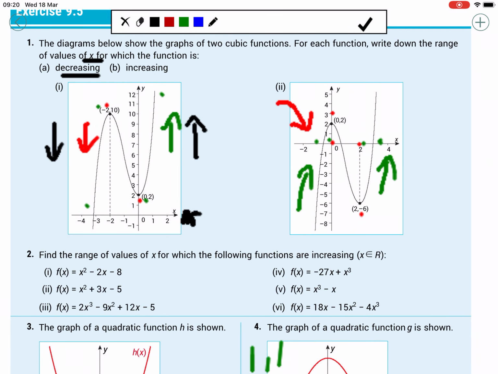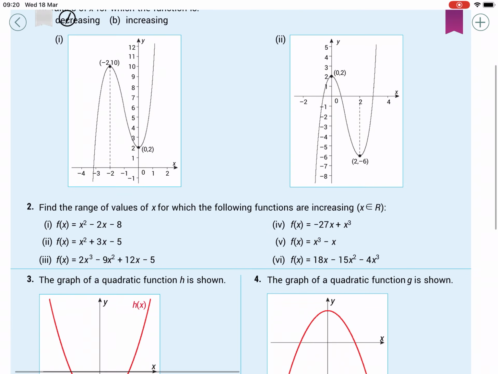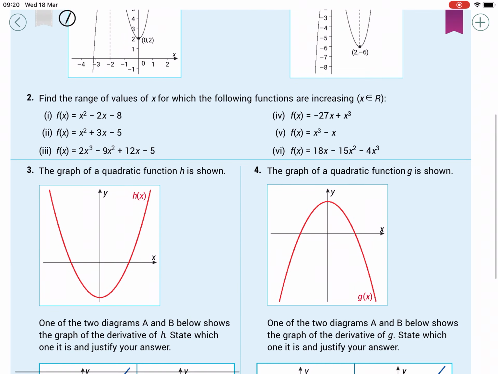Okay, in question 2 then, we're given a function I should say. Let's turn this off and let's move down. So question 2 asks, find the range of values for x for which the following functions are increasing. Okay, so we're given a function, and I've done part 3 because that's the longest one really. So I've done part 3 as a correction that we're going to look at now.